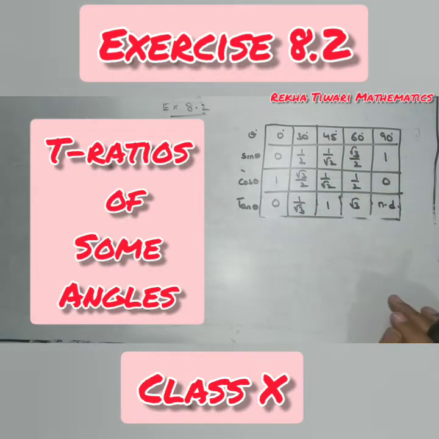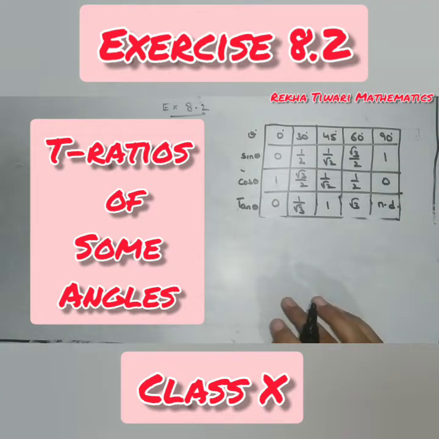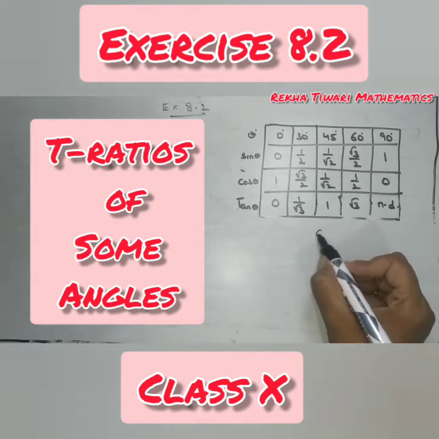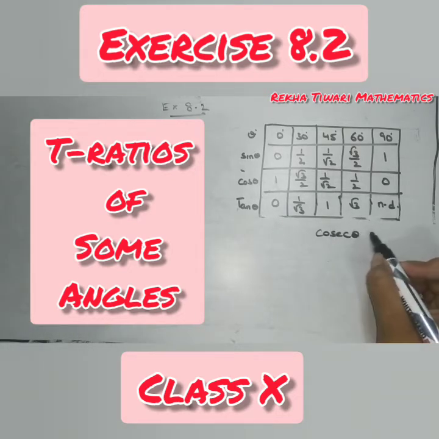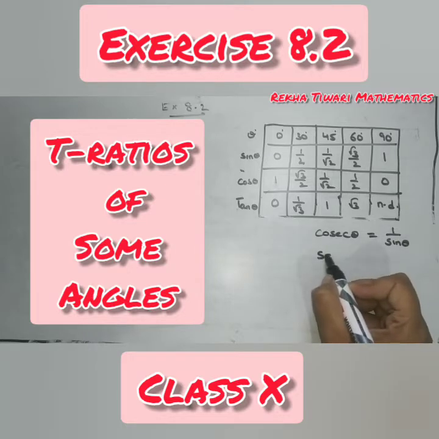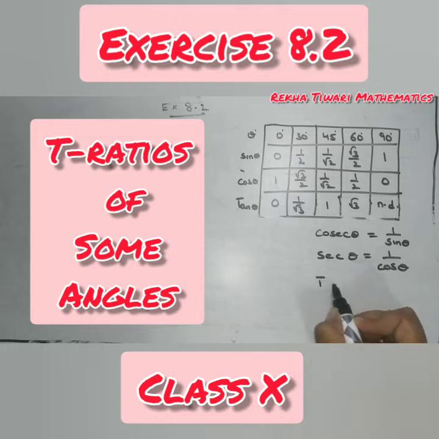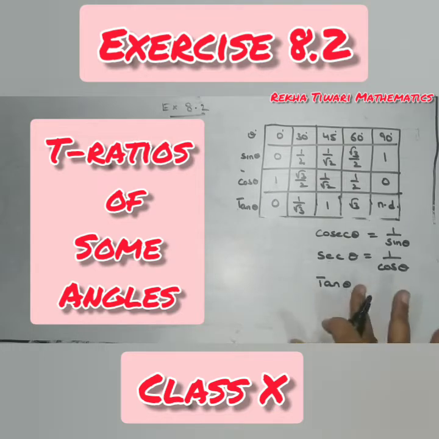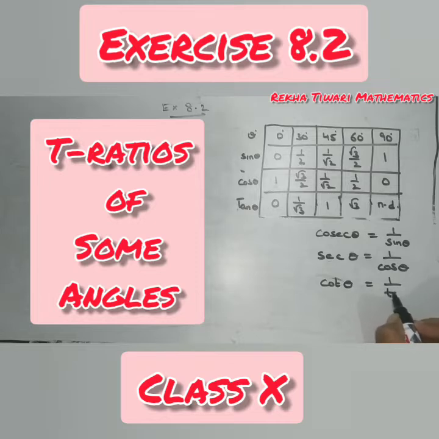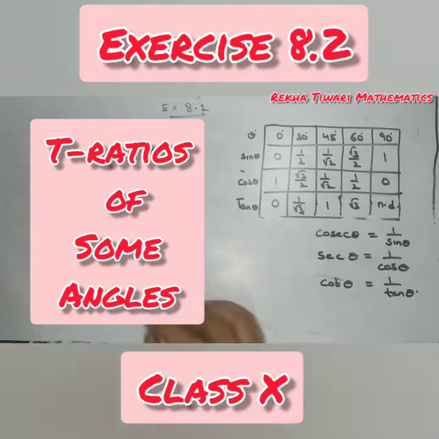Rest 3 are the reciprocals. So side by side we can do. Let me write down the reciprocal here or leave it. When it comes in the question, we will discuss. So cosec theta is the reciprocal of sin theta. Sec theta is the reciprocal of cos theta, and cot theta is the reciprocal of tan theta. Let us start the exercise.